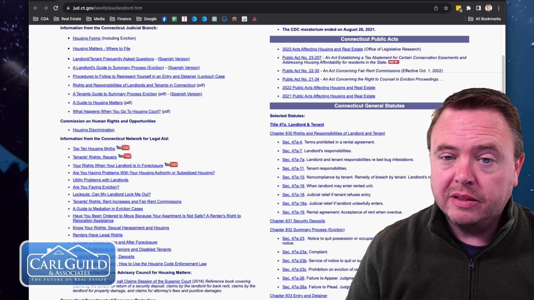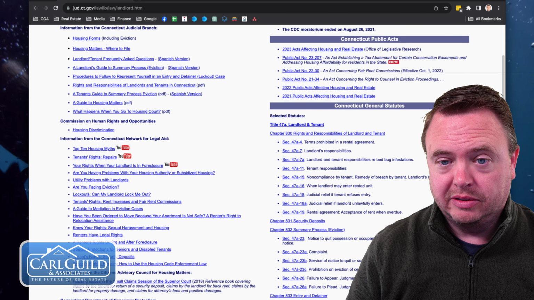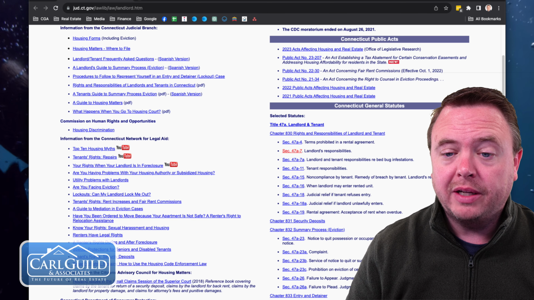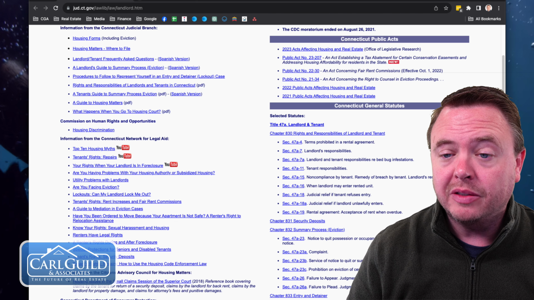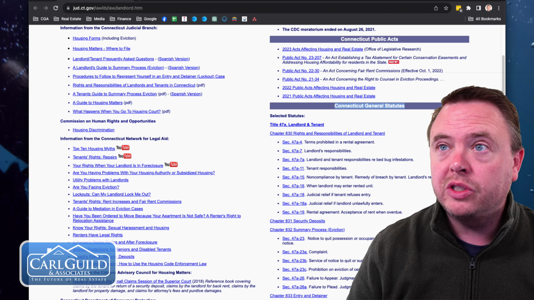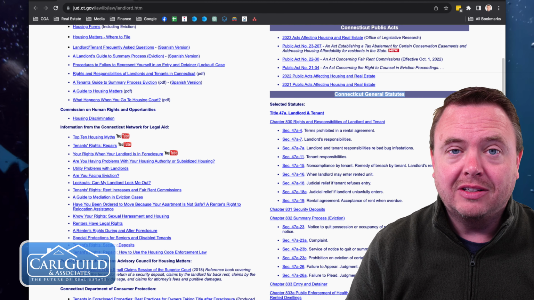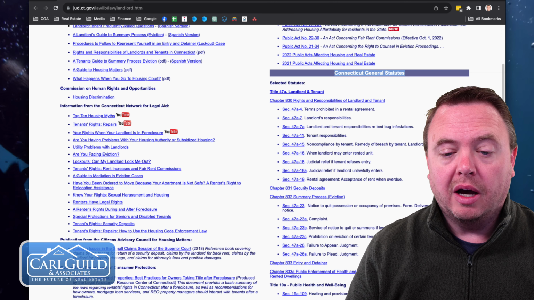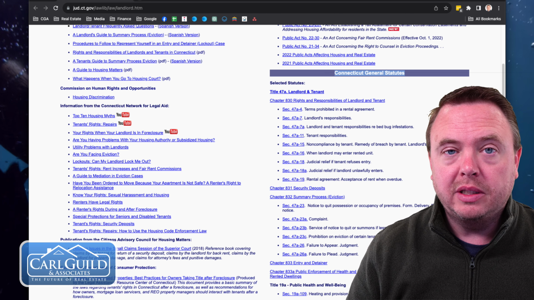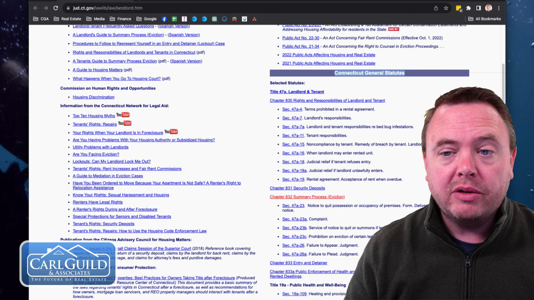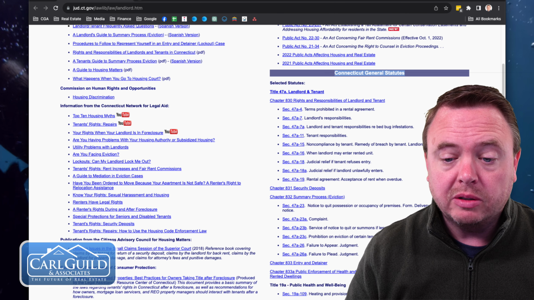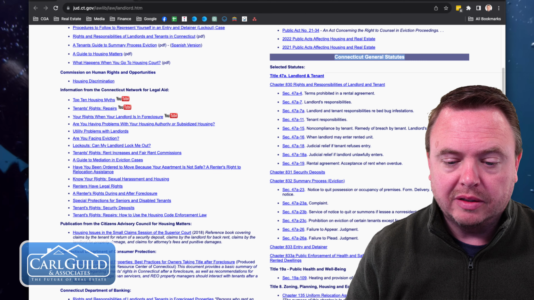Over on the right, you'll find all the laws. So this is, right, landlord's responsibilities. These are the Connecticut General Statutes for landlord and tenant law. This is the real deal. What is the law about the eviction process? Chapter 832 in the Connecticut General Statutes tells you exactly what the law is.